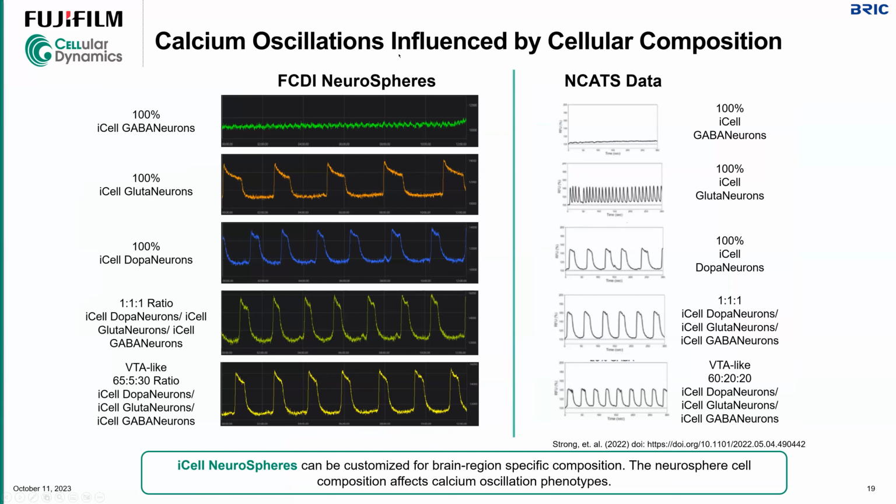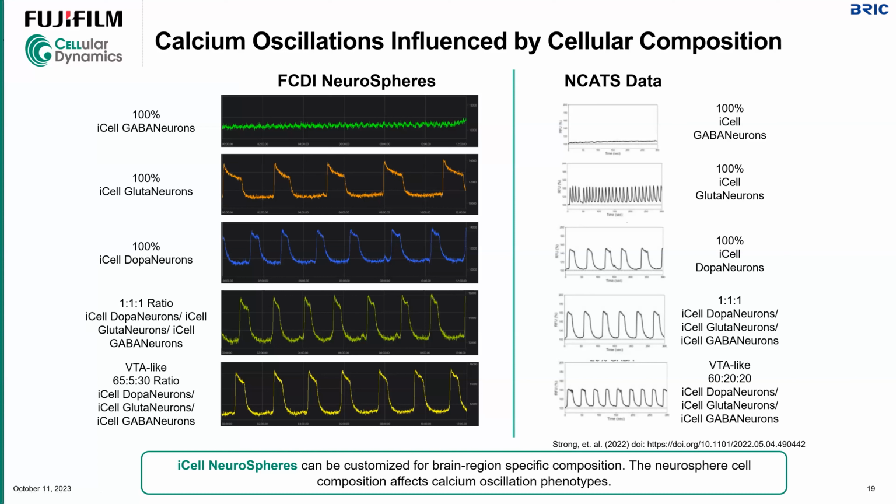So this is finally the first slide with data. Thank you for your patience. You can see that this slide is divided in two. On the left side you have the data from Fujifilm Cellular Dynamics. Our site generated this data on our iso neurospheres. And this data, row by row, compares with the data from the NCATS publication.